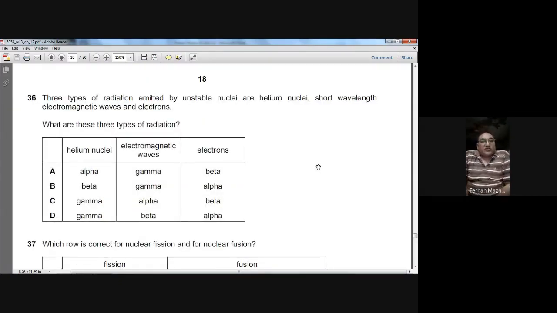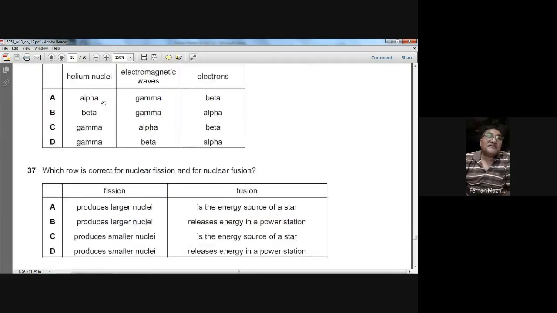Okay, sir. Question number 36 is on your screen. Three types of radiations emitted by unstable nuclei are helium nuclei, short wavelength electromagnetic waves, and electrons. What are these three types of radiation? Helium nuclei are called alpha particles. Electromagnetic waves are called gamma rays, and the electrons emitted are called beta. So A looks the option. Question number 36, A is the right option.